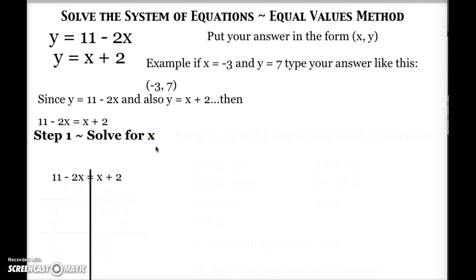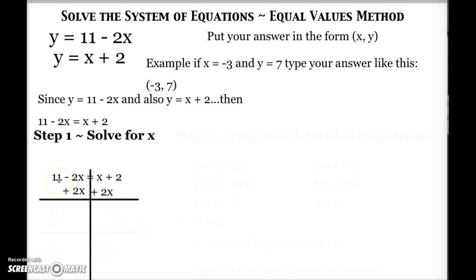Now remember, in the cold weather, I said the first step is to make a zero pair with my coldest x. I have negative 2x and positive x. Negative 2x is colder than positive 1x, so I'll make a zero pair with that by adding 2x to both sides. Now let's see what I have left.